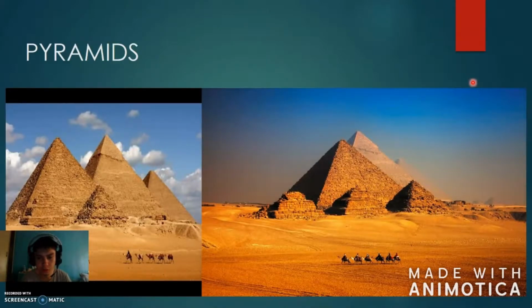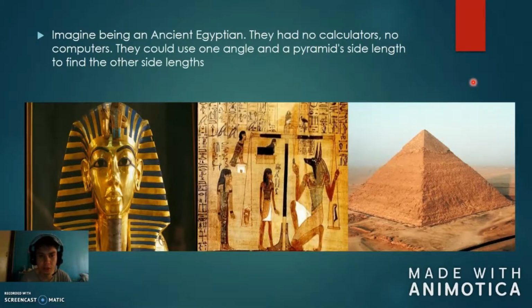So in pyramids, how did the Egyptians use trigonometry to find the height of a pyramid? Imagine being an ancient Egyptian. They had no calculators, no computers. They could use only angles in a pyramid and side lengths to find the other side lengths.